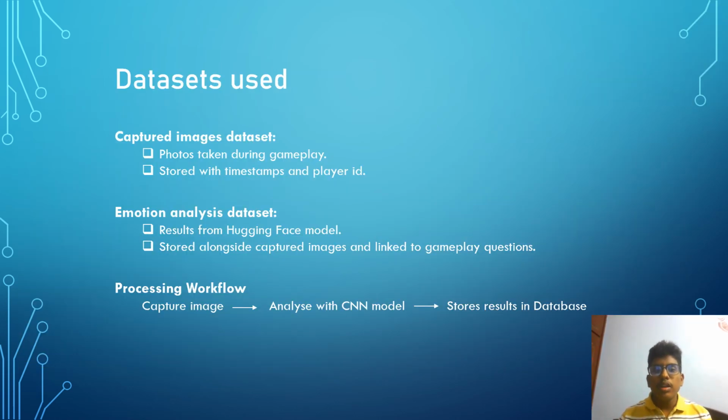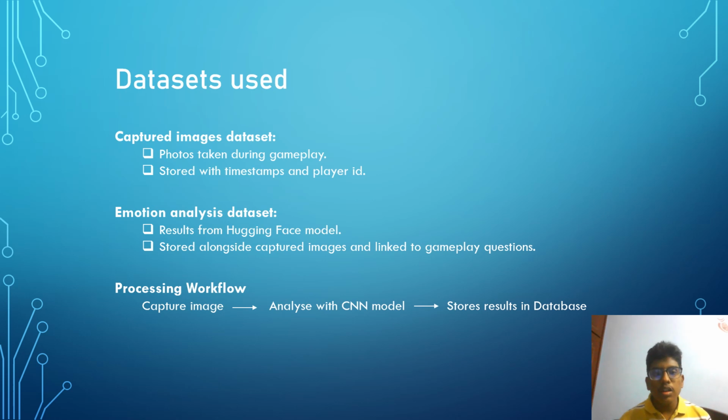Dataset suites. There are majorly two main datasets which are used in the project. The first one is the captured images dataset. This dataset consists of the photos taken during the gameplay. These are stored along with their timestamps and the player IDs. The second dataset is the emotion analysis dataset. It has the results from the Hugging Face model. These are stored alongside captured images and linked to gameplay questions.